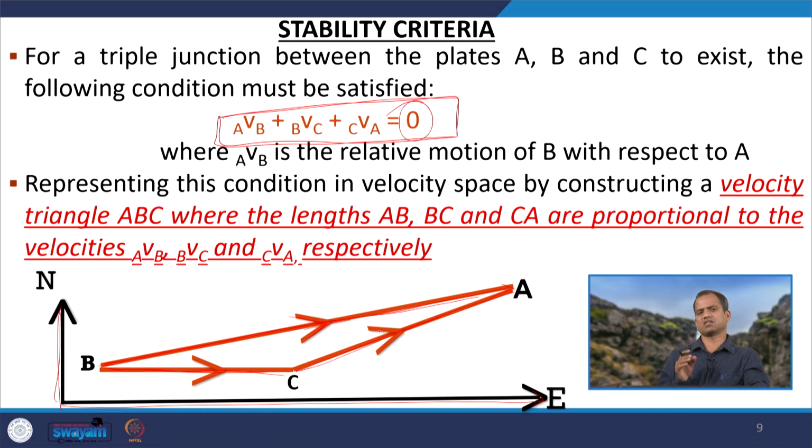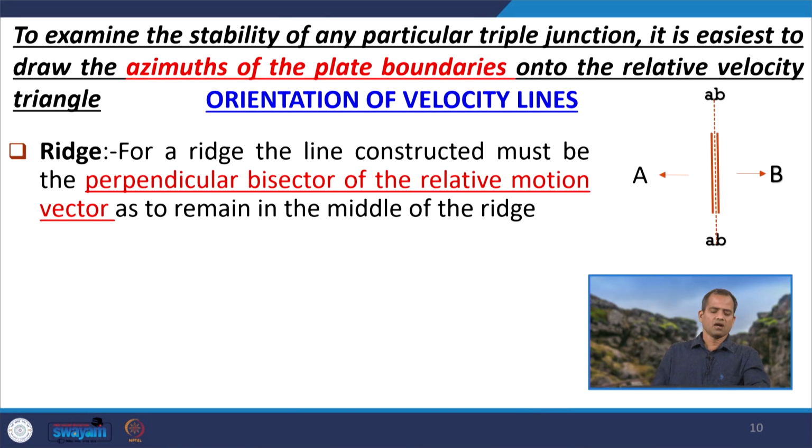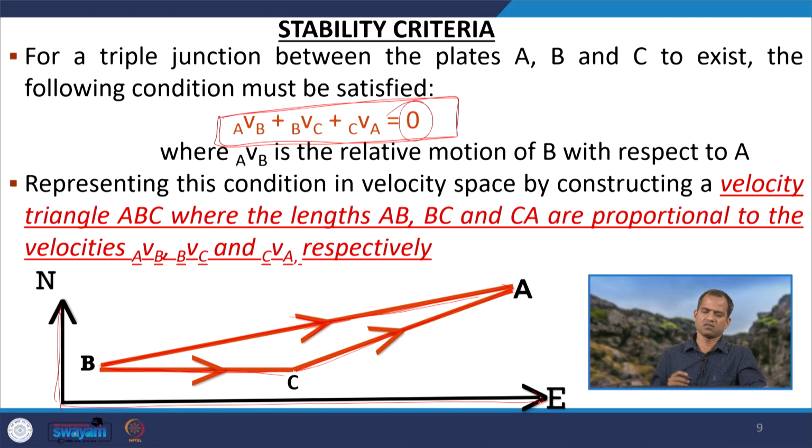So, that we can say this plate, or the triple junction, is stable. To examine the stability of any particular triple junction, it is easiest to draw the azimuth of the plate boundaries onto the relative velocity triangle. That means, first we have to create the relative velocity triangle on this northeast quadrant, because any geological work is with respect to geographic north. Any dip strike value we are talking about is with respect to north, that is geographic north.